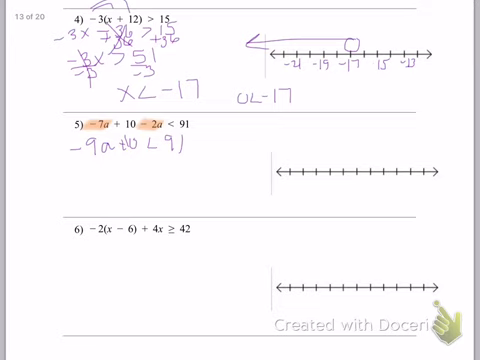So first step is to move over that 10. So -10 minus 10. -9a is less than 81. So now we need to divide by that -9 to isolate the variable. And because we divided by that negative, we need to flip that sign. And 81 divided by -9 gets you -9. How convenient.